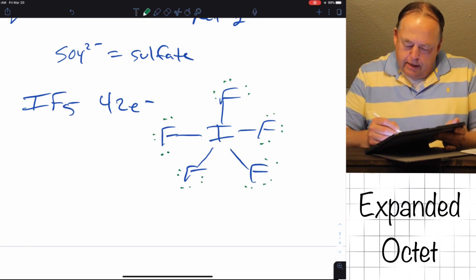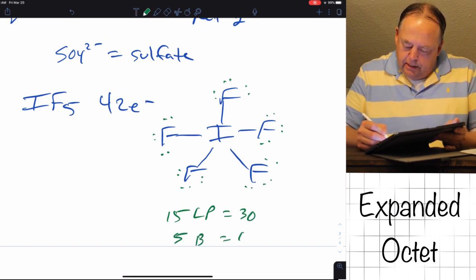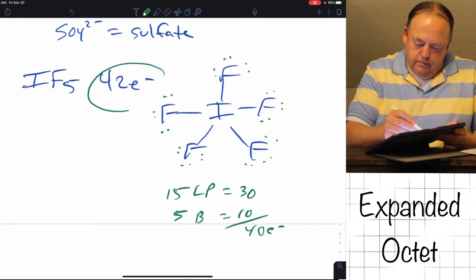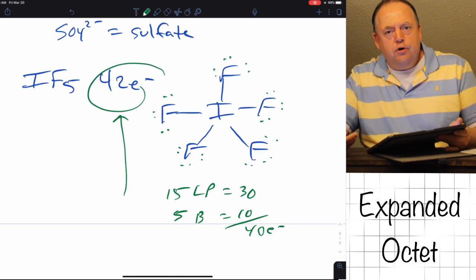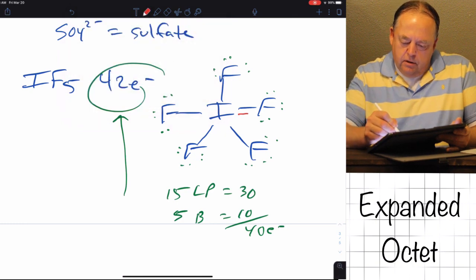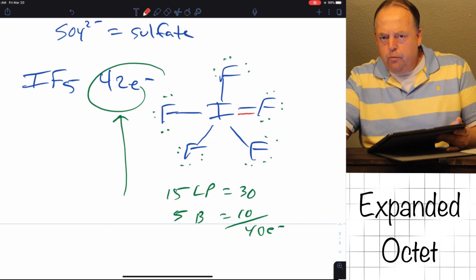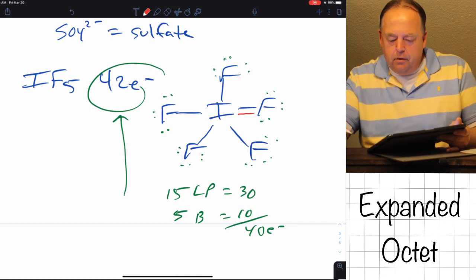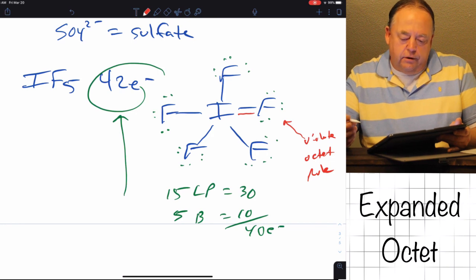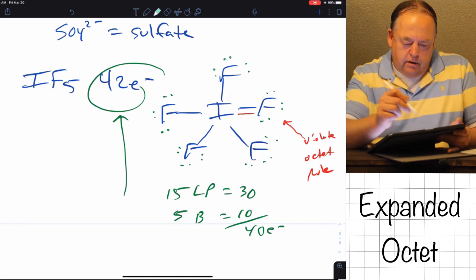So that would be 3 lone pairs on each fluorine times 5, that's 15 lone pairs. That equals 30 electrons. And iodine, 5 bonds, that would equal 10 electrons, so that's 40 electrons. But we're supposed to have 42. So we need 2 more electrons. Where do they go? Could we do something like this? Could we add a double bond? So that would be 2 more electrons, so that would be 42 electrons. But we can't do that, right? Because that would violate the octet rule on fluorine, so we can't do that. So let's get rid of that.